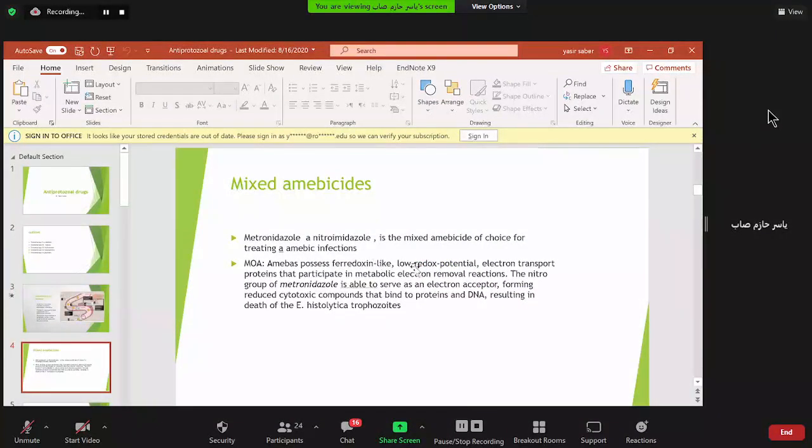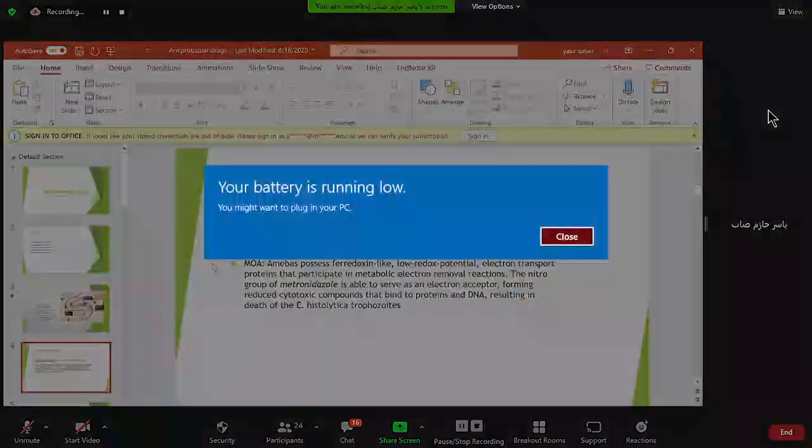of amoebic infection. The mechanism of action: the amoebas possess ferredoxin-like low redox potential electron transport proteins that participate in the metabolic electron removal reaction. The nitro group of metronidazole is able to serve as an electron acceptor, forming reduced cytotoxic compounds binding to the DNA and the protein, resulting in the death of Entamoeba histolytica trophozoites.